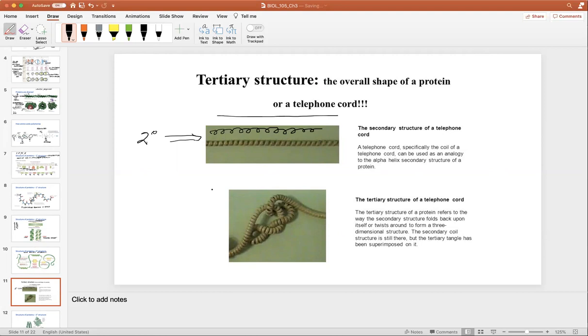Now, if you use this helix to make a knot, that would be tertiary structure. So tertiary structure is when this secondary structure starts to fold in on itself to make sort of a larger knot-looking thing. Now, what causes this knot to form are the interactions of the R groups. That's what causes the knot. I'm going to put causes.